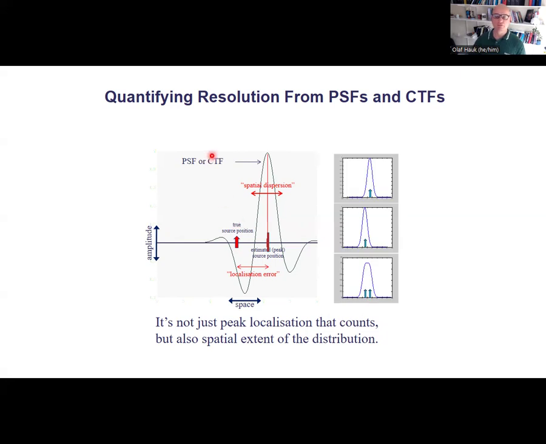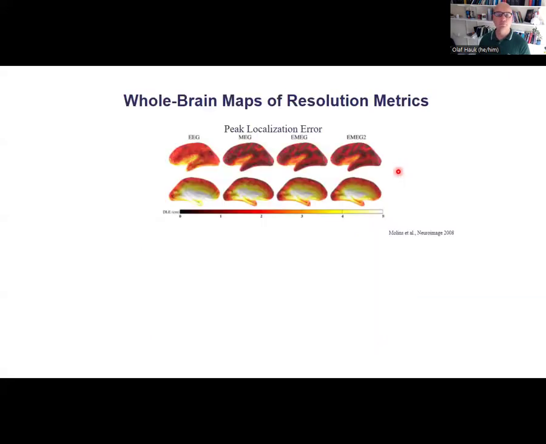This is just briefly illustrated here. Imagine you have two dipole sources close by in different locations. If you only have one dipole source at a time, that's fine. You just take the peak and it accurately tracks your dipole. But as soon as you have them active simultaneously, they just blur into each other and they are not distinguishable from each other. So it's both dipole localization error as well as spatial deviation, or the spatial extent, that matter.